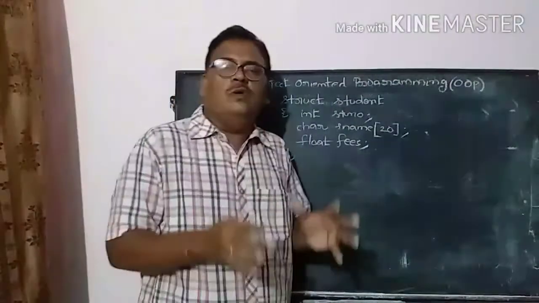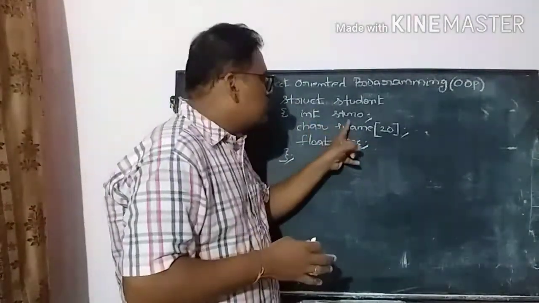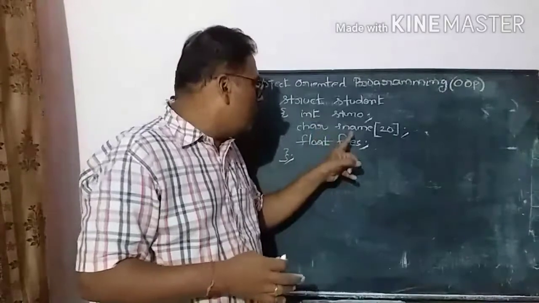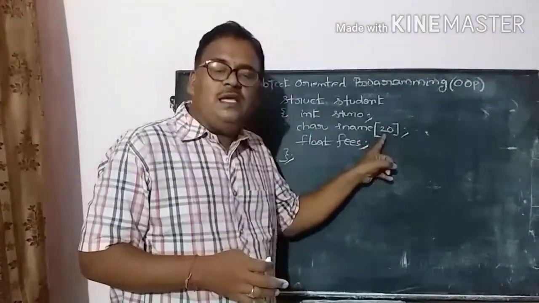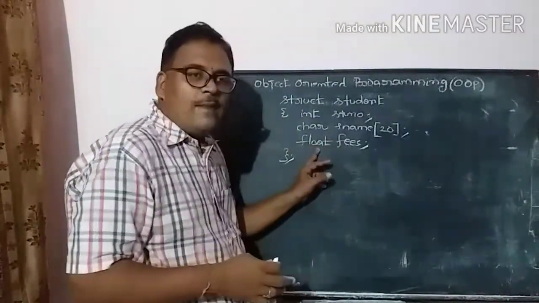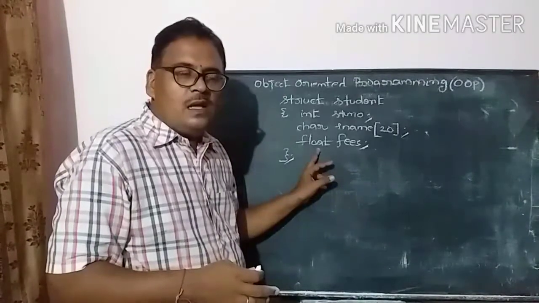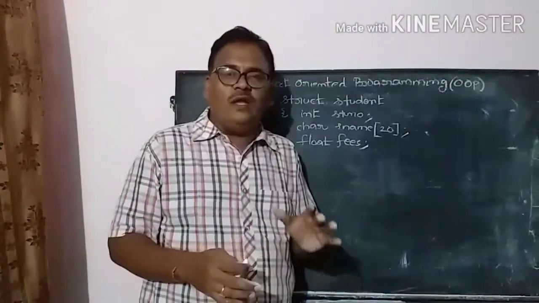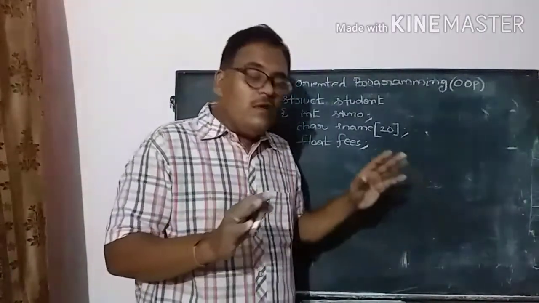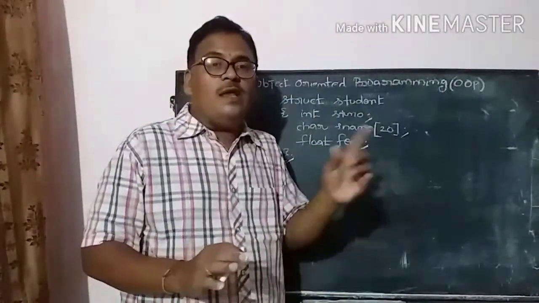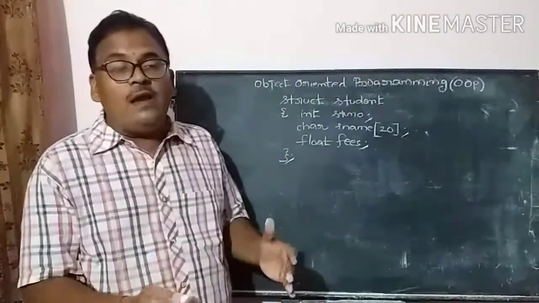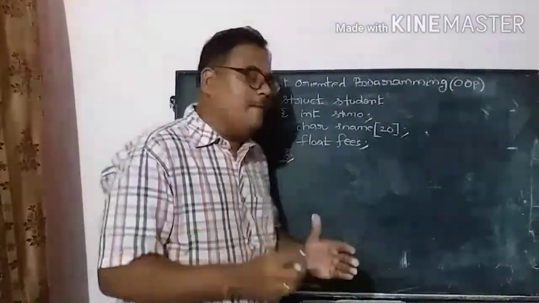Every variable should have memory. Student number allocates 2 bytes of memory because it is an integer. And student name of 20 characters, each character occupies 1 byte, that is 20 bytes. Fees is a float type, it is 4 bytes. Here you should remember one thing: when you define a structure, memory is not allocated. When you define a structure variable, then only memory will be allocated for the structure variable. Where do we define or declare a structure variable? In the main function.